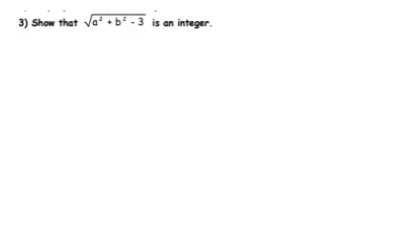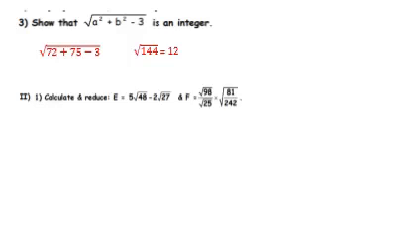Now we need to show that radical a squared plus b squared minus 3 is an integer. If we go back to the previous part, we already calculated a squared and b squared. A squared was 72 and b squared is 75. So radical of 72 plus 75 minus 3 is radical 144, which is 12, and 12 is an integer, so my answer is correct.